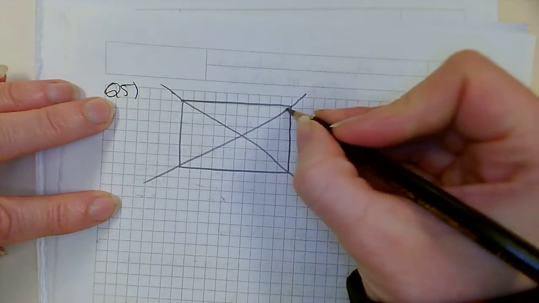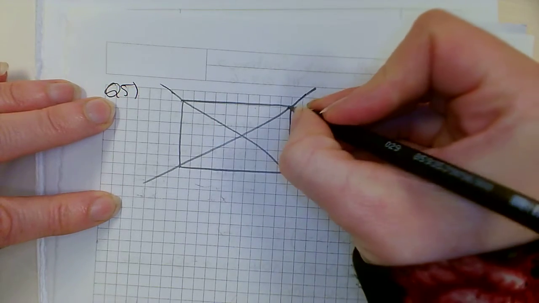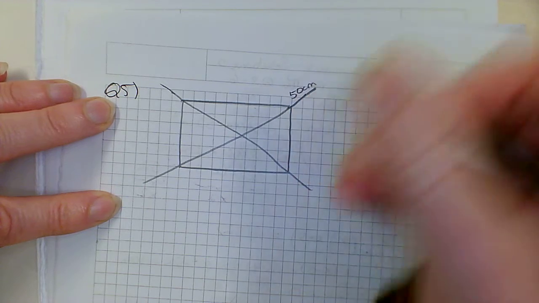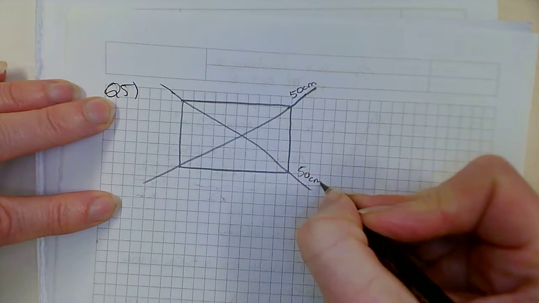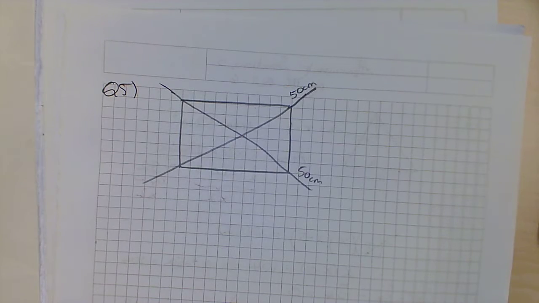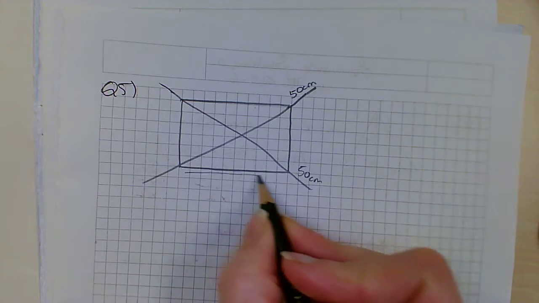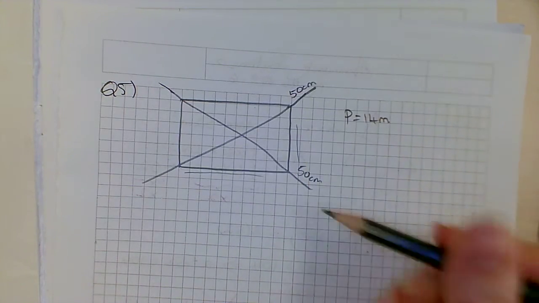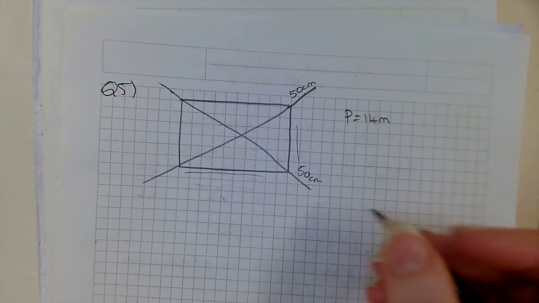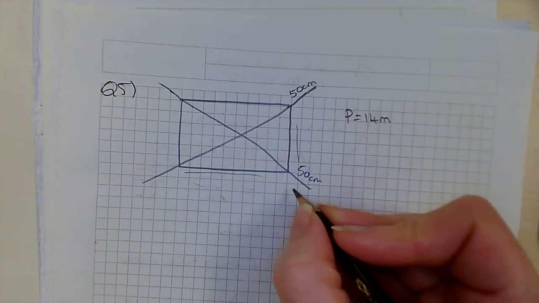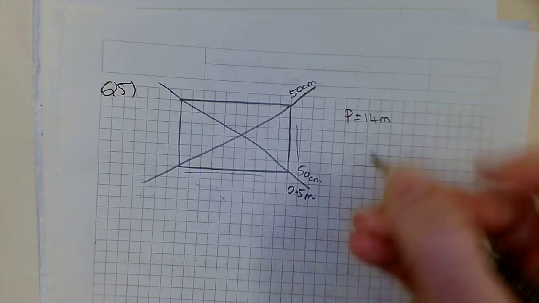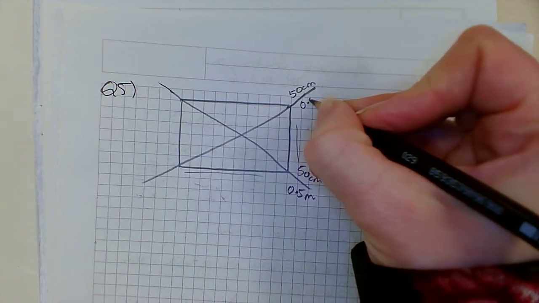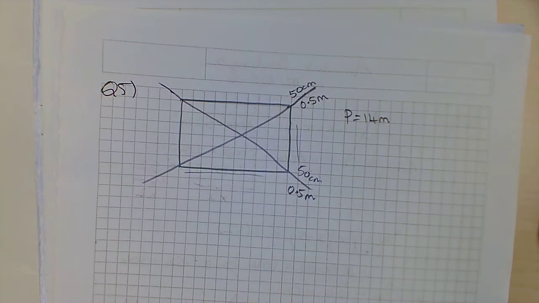I haven't maybe drawn it to scale in any way, but we're told that these guys protrude out by 50 centimeters in all directions. The perimeter of the frame is 14 meters. So my perimeter is 14 meters. And now we're dealing with meters and centimeters. So let's change these guys to 0.5 meters. Or change this to centimeters. It doesn't matter, but you need to use the same units for both of them.